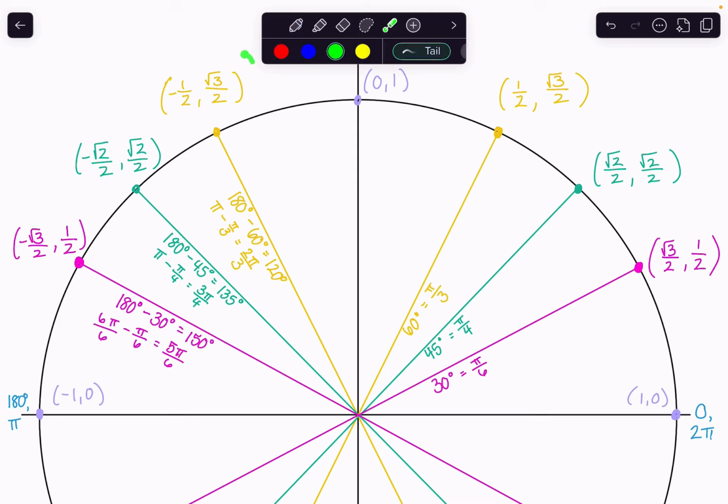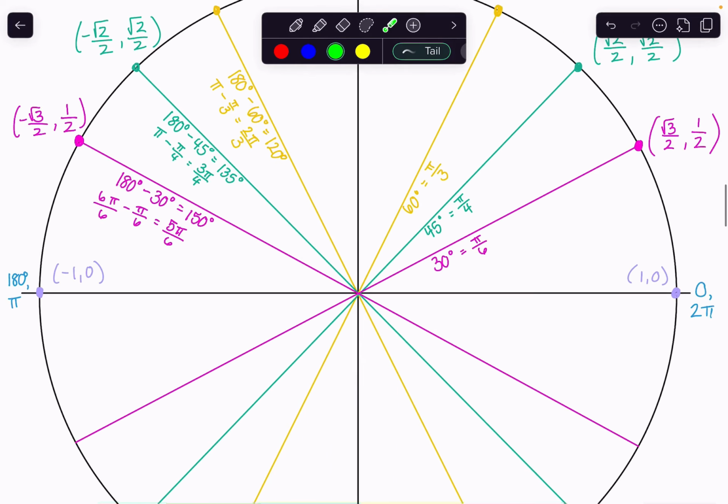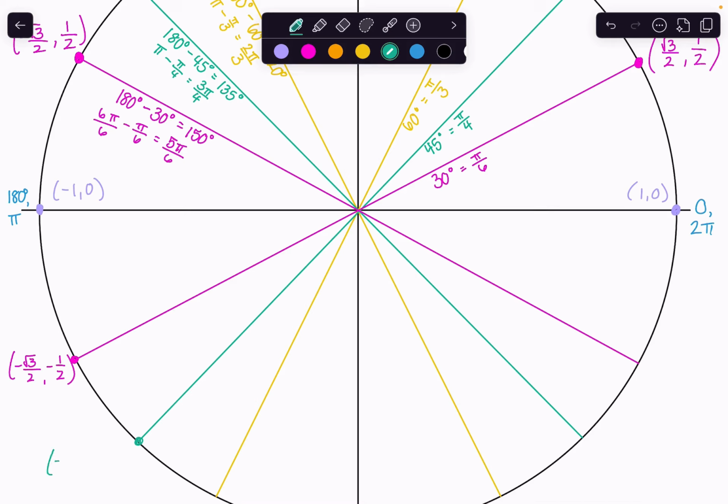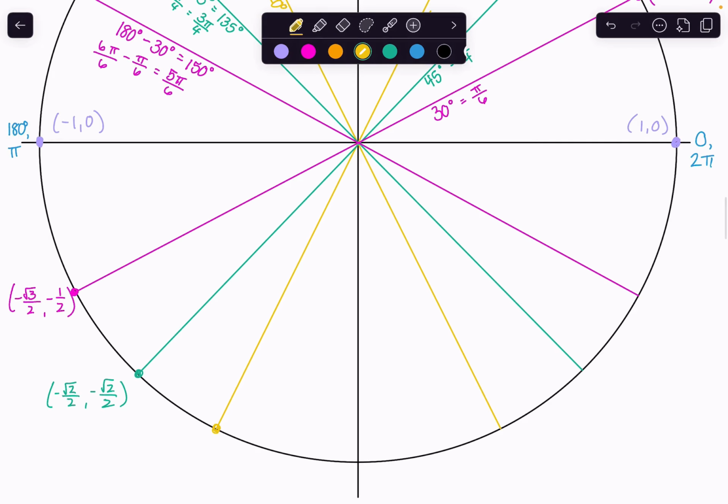Now to go in quadrant 3, I just go ahead and flip these down. Again, this now makes your y value negative. So when I flip this across, that's my first one. So this point here would be negative root 3 over 2, negative a half. This one here would both be negative, negative root 2 over 2, negative root 2 over 2. And again, this one is just the flip. This is negative a half, negative root 3 over 2.